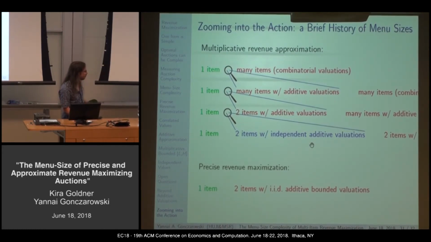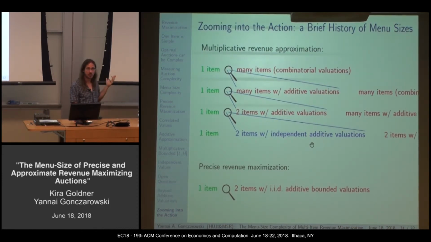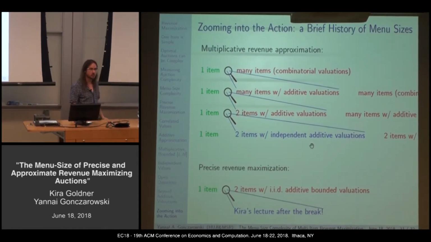You can ask the same question for precise revenue maximization. I remind you that with one item, one menu entry is enough. With two items, even IID, even additive, even bounded, the result of Daskalakis et al. shows that you need to have an infinite menu size. So we'd really want to look and say what's between one item and two IID additive bounded valuations. Seems like nothing. Turns out that a lot. This is going to be Kira's lecture after the break. Very worthwhile staying here. Really exciting stuff.